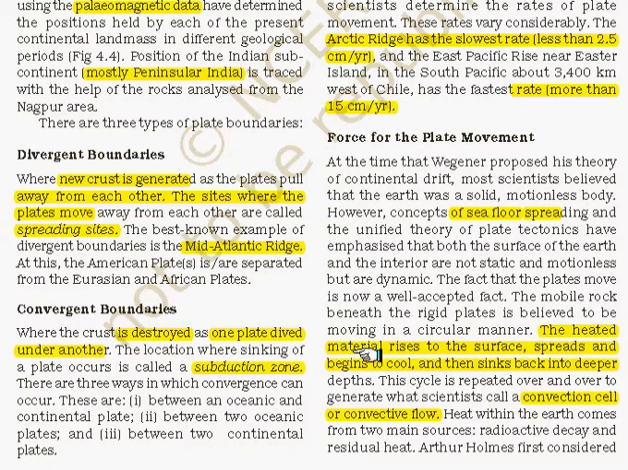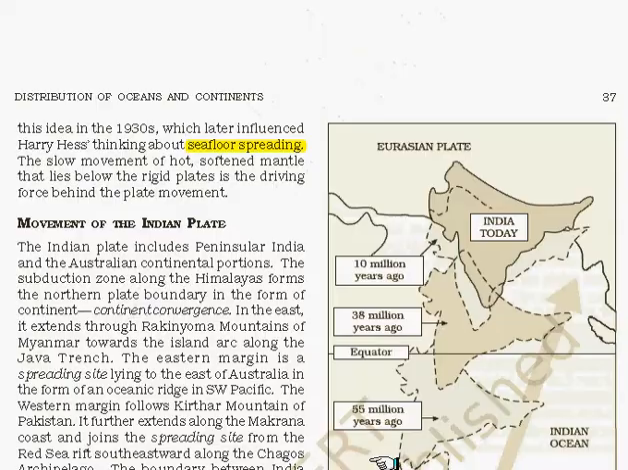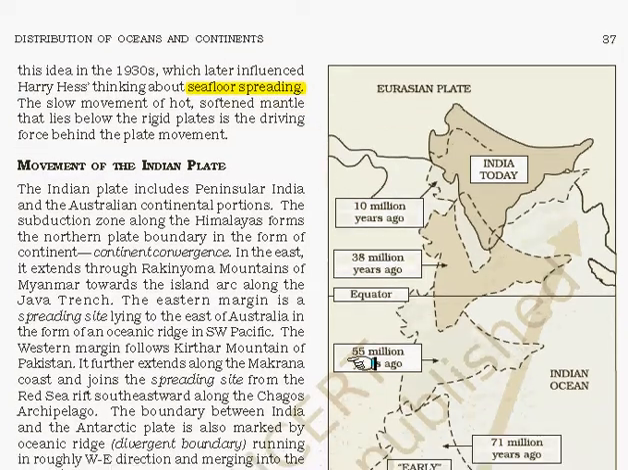For example, the heated material rises to the surface and it spreads and begins to cool and then sinks back into deeper depths. So this cycle is repeated and it is known as the convection cell or the convection flow. So the heat within the earth comes from two main sources, that is radioactive decay and the residual heat. So these two types of sources cause convection cells, which help in movement of the plates. And also Harry Hess's theory of seafloor spreading provided evidence of this movement of the plates.